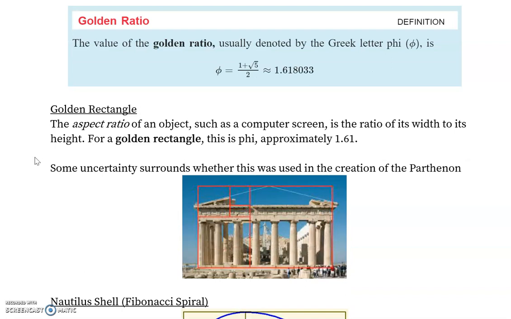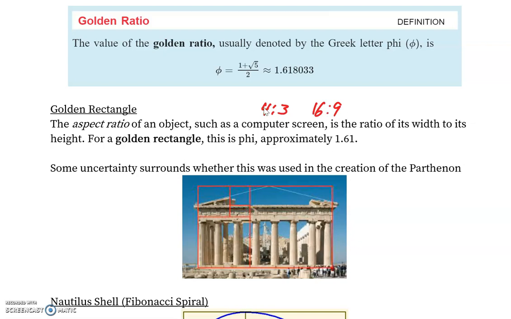The thinking on this is that this provides a nice visual aspect. So something that we use often is called an aspect ratio. So things like computer screens, TVs have this. And a lot of times you'll see these given as 4 to 3. So the width to the height, or 16 to 9, these kinds of things.